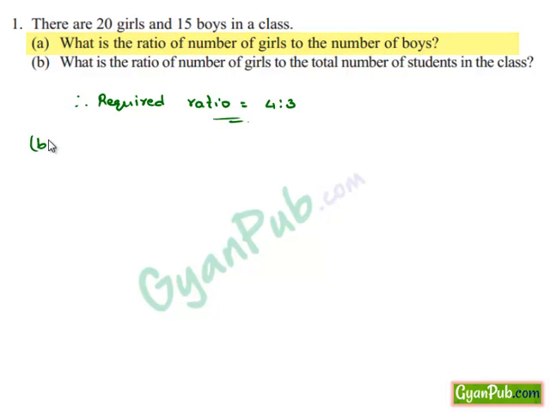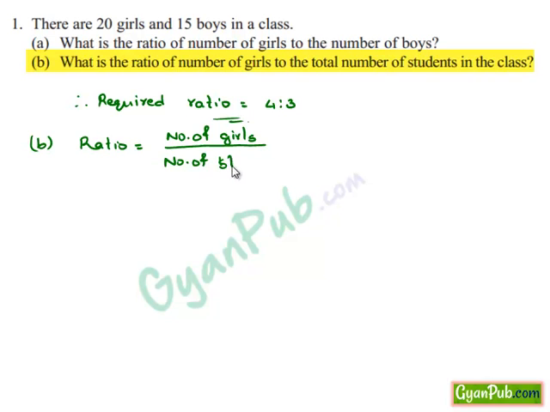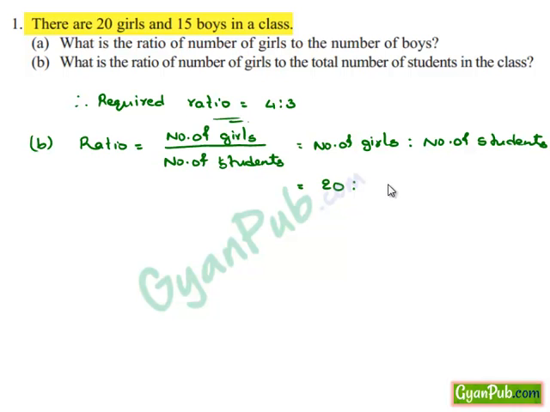Now, in the second bit, we have to find ratio of number of girls to the total number of students in the class. Therefore, ratio is equal to number of girls upon total number of students. This can also be written as number of girls is to number of students. This is equal to number of girls is 20 and total number is 35. This can also be written as 20 upon 35.